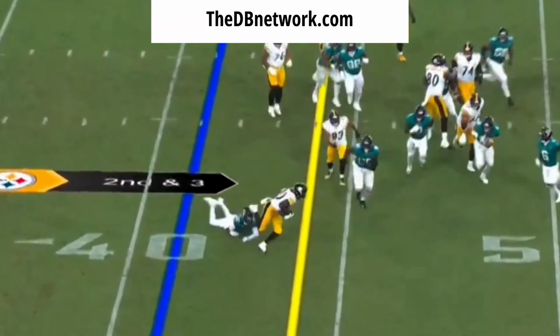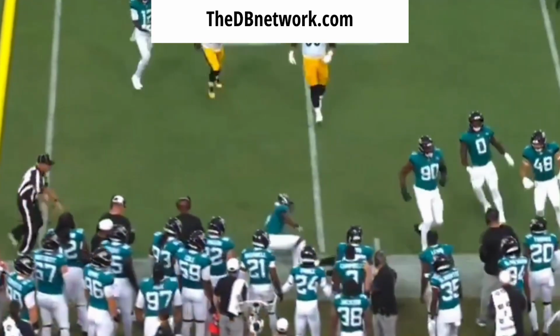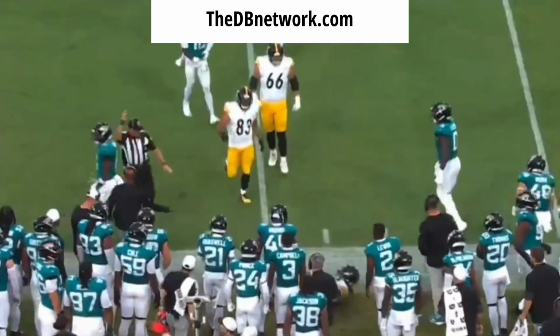One of these tips, or corrections, that I'm going to go over is going to be in the DB Mastery Program. And the other one, we're going to be able to fix on film.